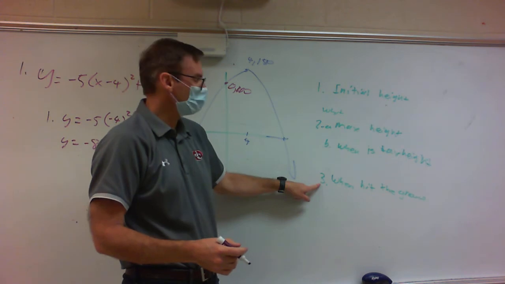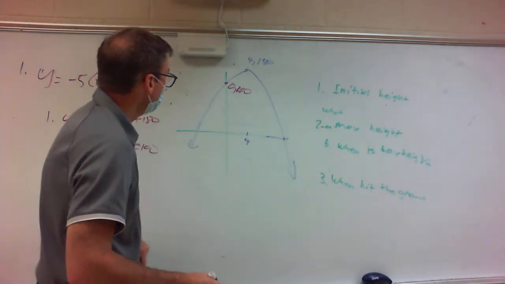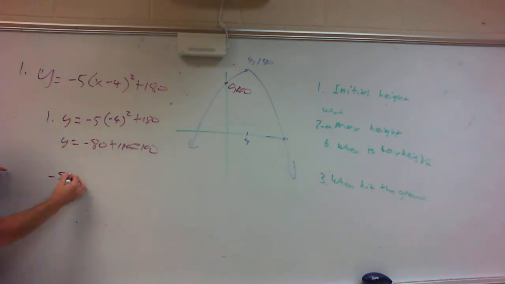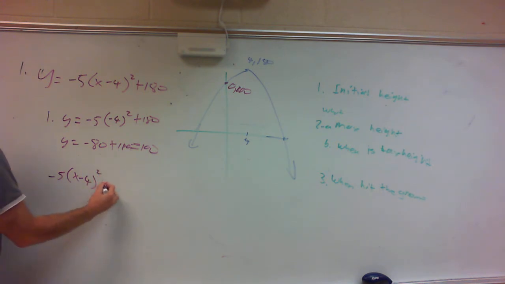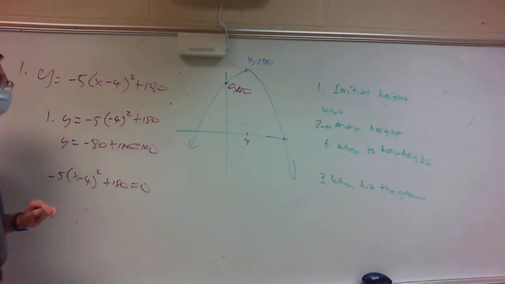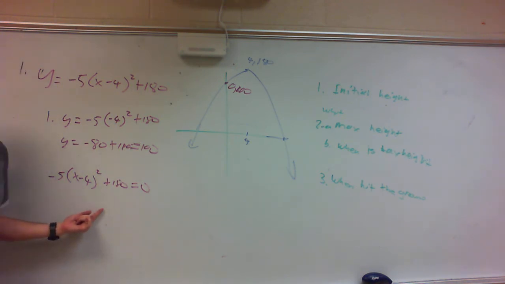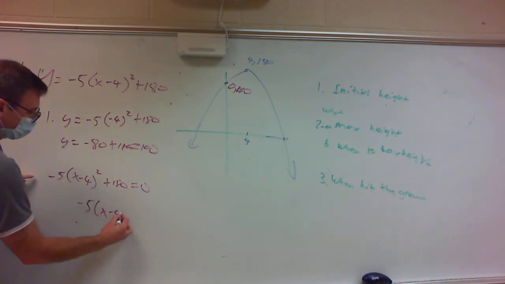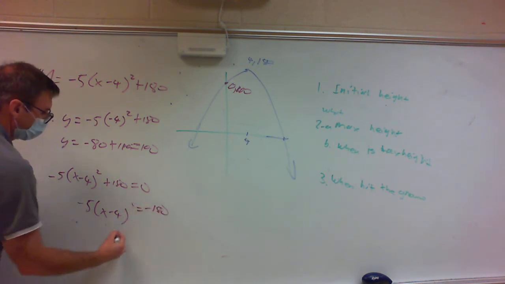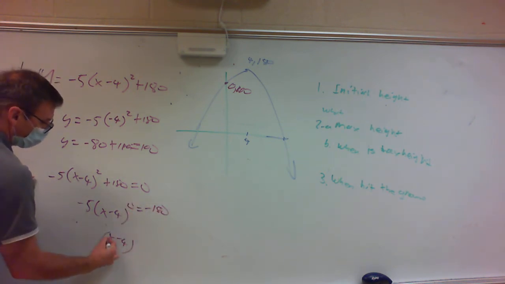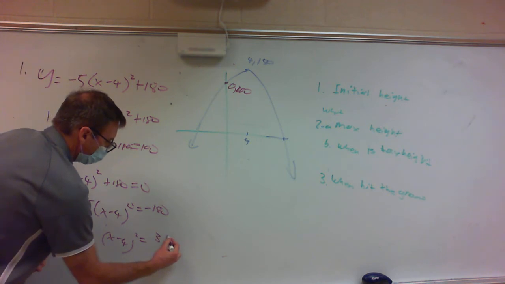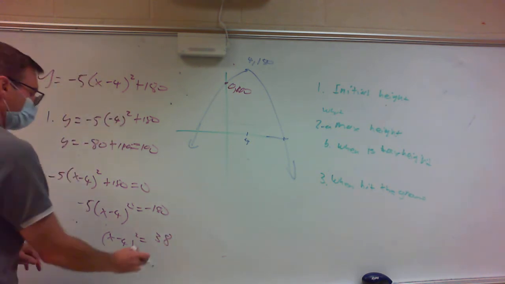When does the ball hit the ground? Well, how do you figure that part out? You have to take this thing and set it equal to 0. So if I set negative 5 times x minus 4 squared plus 180 equal to 0, because I'm looking for x-intercepts, that kind of looks like what we were doing when we were completing the square. I'm going to divide by negative 5, so x minus 4 squared equals 36.